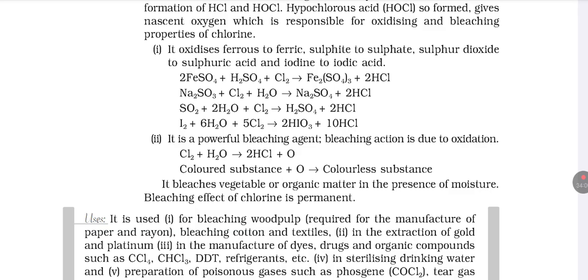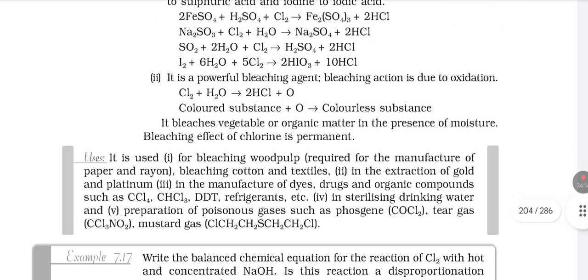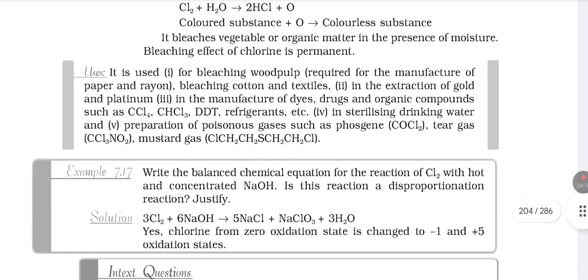It is a powerful bleaching agent. Bleaching action is due to oxidation. Colored substance plus oxygen gives colorless substance. It bleaches vegetable or organic matter in presence of moisture. The bleaching effect of chlorine is permanent.